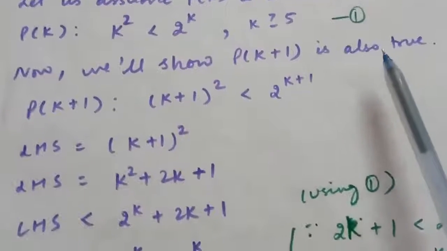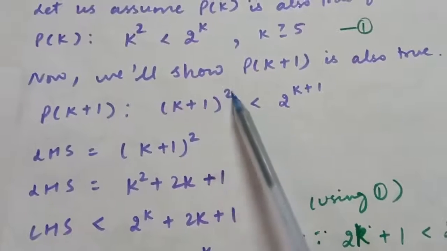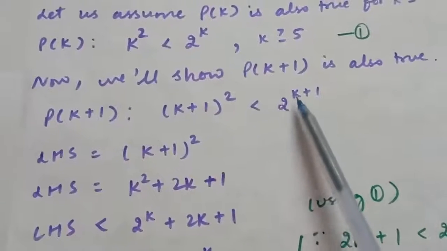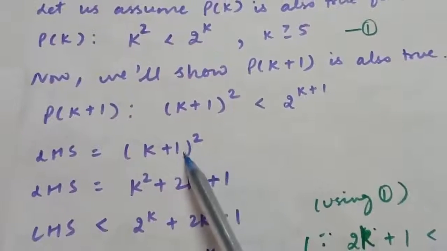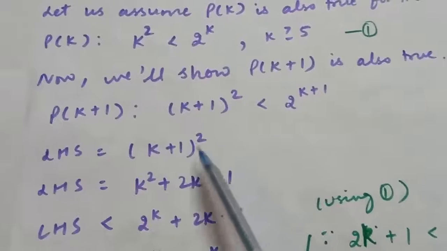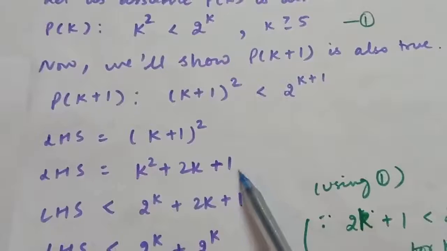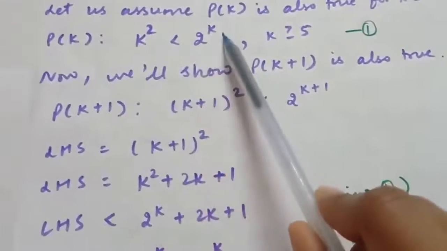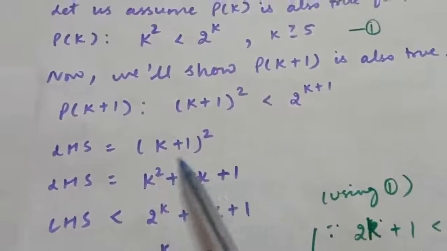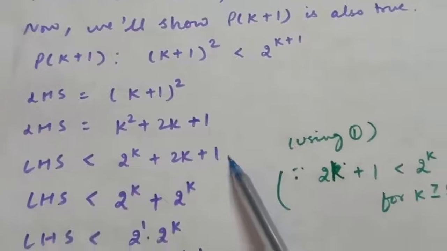Now we will show that Pk plus 1 is also true. So Pk plus 1 will be, in place of k, just put k plus 1. So k plus 1 whole square less than 2 raised to the power k plus 1. So taking LHS, k plus 1 whole square, open the square, k square plus 2k plus 1. Now see, from 1 we can say k square is less than 2 raised to the power k. So this will be less than 2 raised to the power k plus 2k plus 1, right?